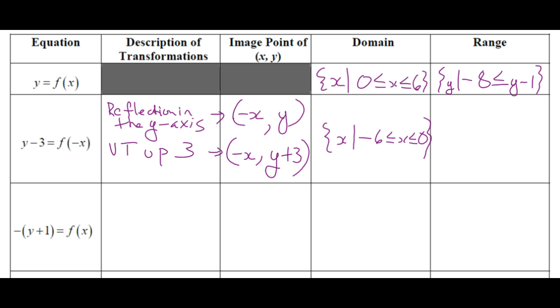Yeah, don't write -0. It's just 0. Is 0 negative or is 0 positive? Neither. The Switzerland of numbers is neutral, right? What's the range? Which way did we go? Up 3. So -8 goes up to -5, and -1 goes up to +2.